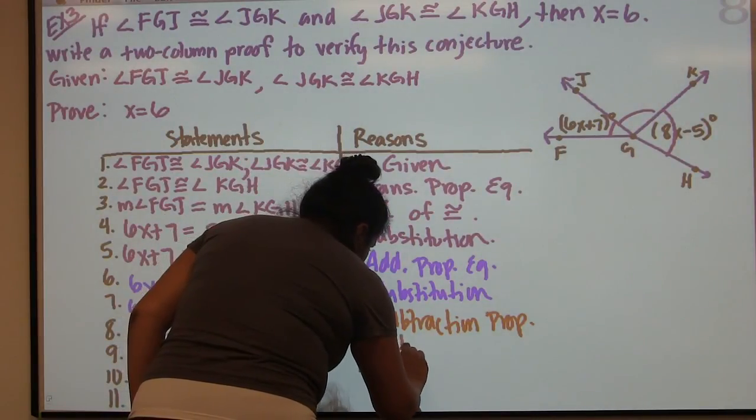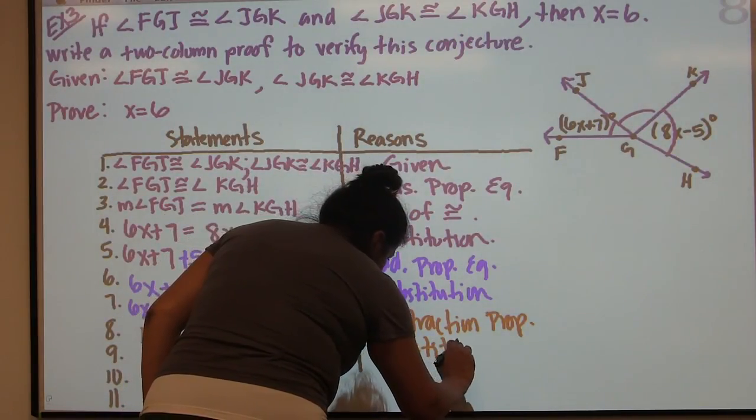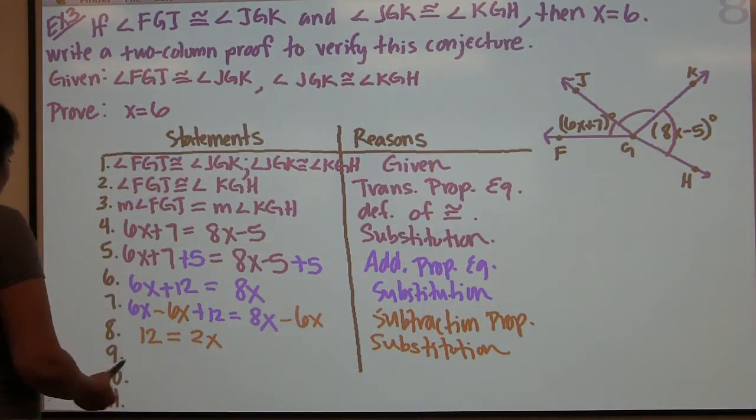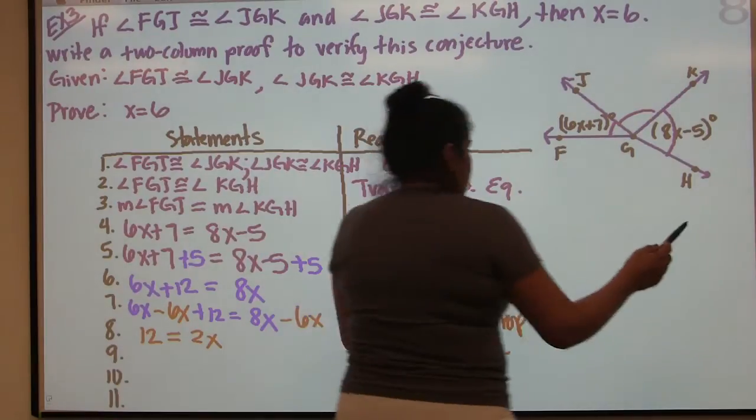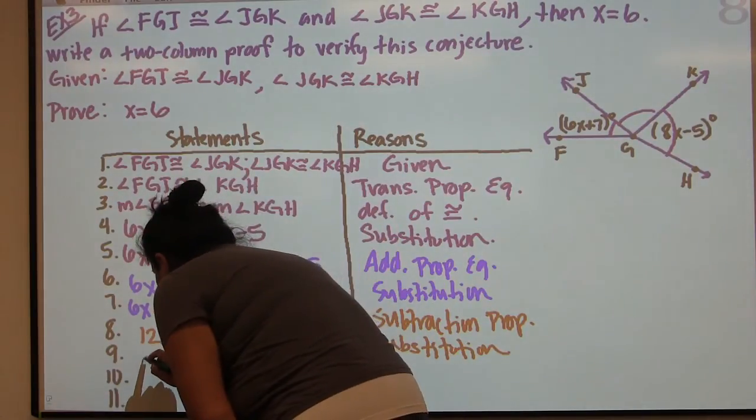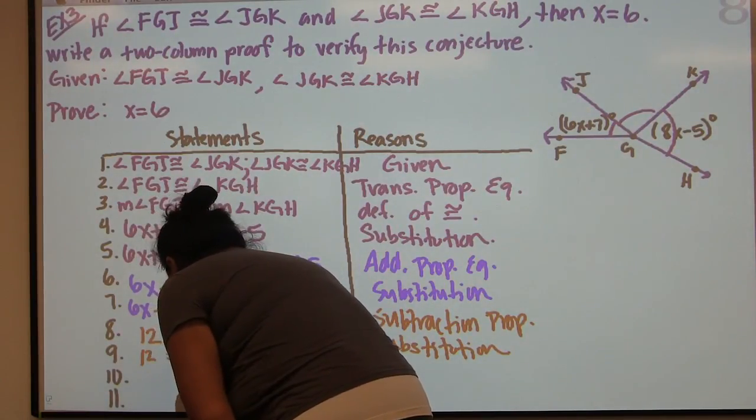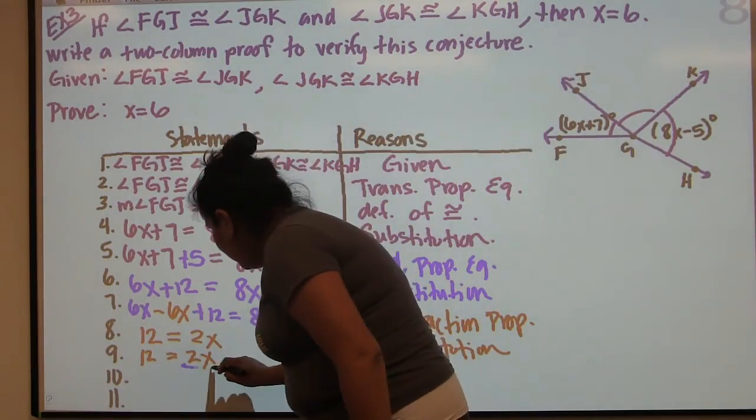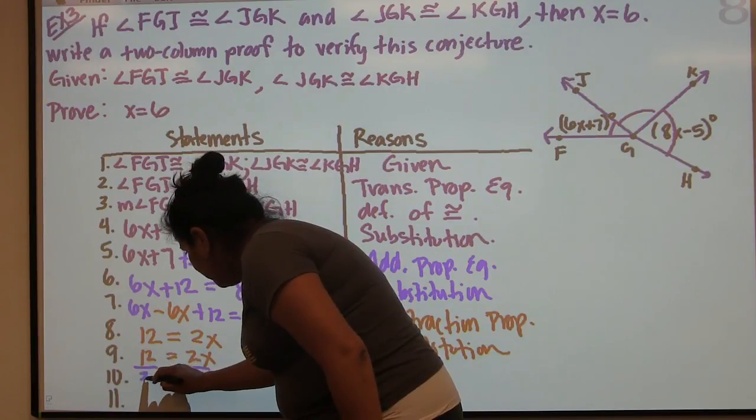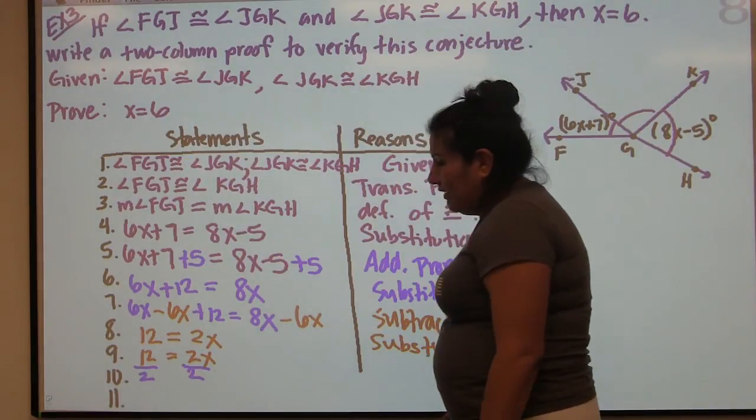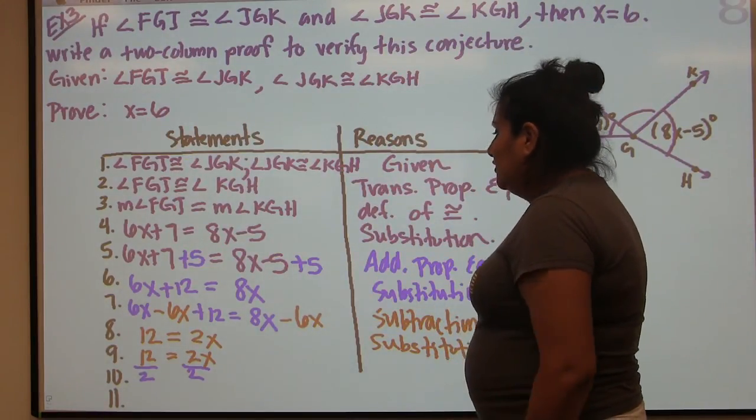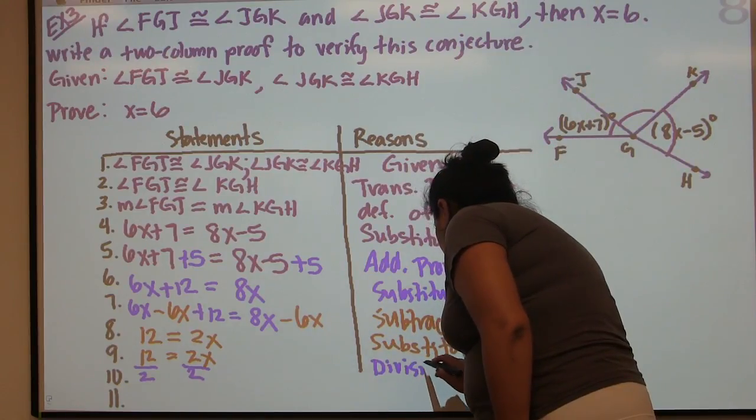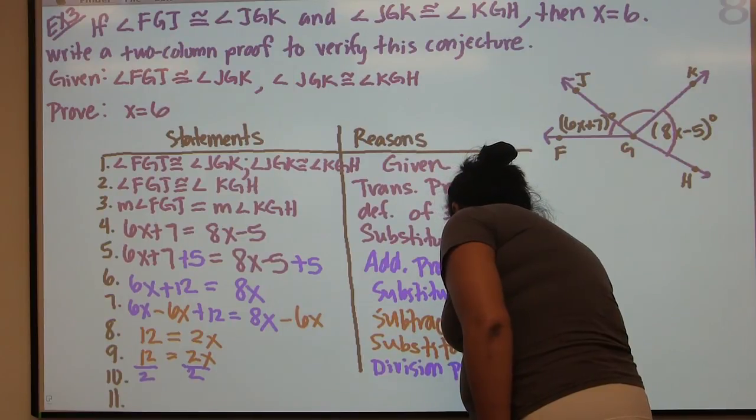So we've got, I'm running out of room, substitute property. We're almost done. And then we're going to divide by 2. So let's see if I can write this down here. 12 equals 2x. But we're going to divide by 2, divide by 2. And I'm kind of crowding number 10 there, but this is still step 9. So I'm dividing both sides by the same number, the same non-zero number. That's division property of equality.